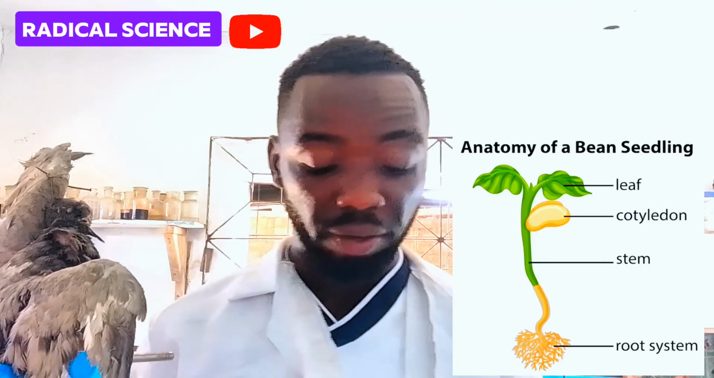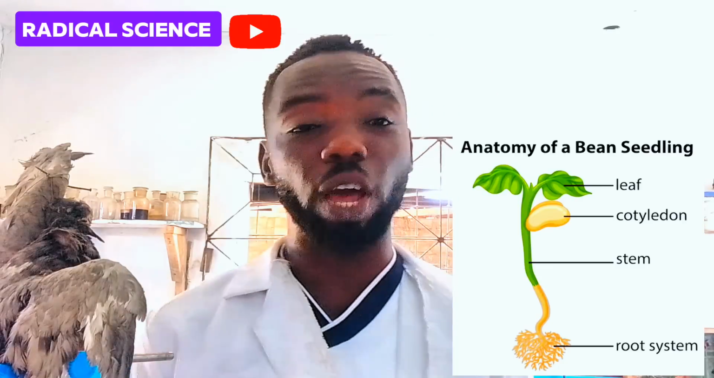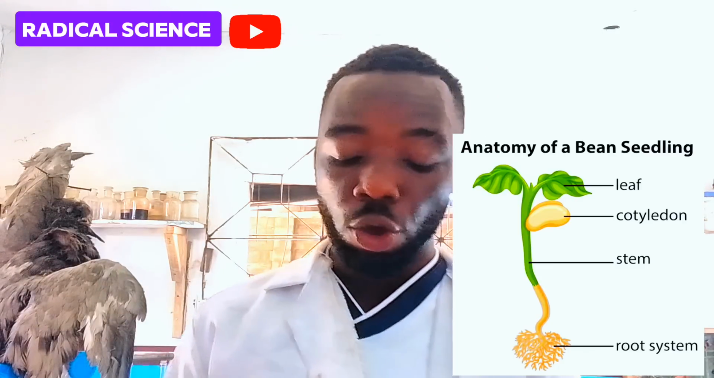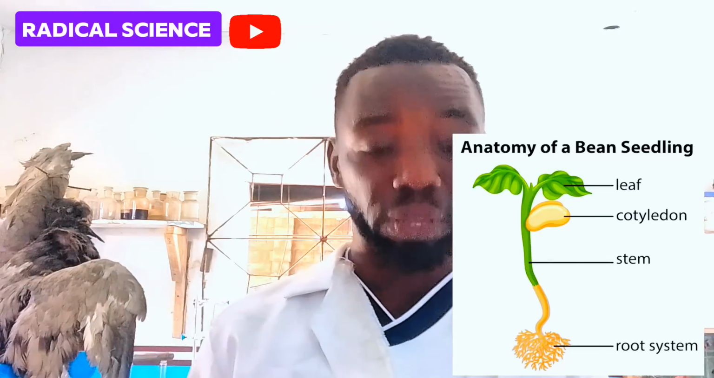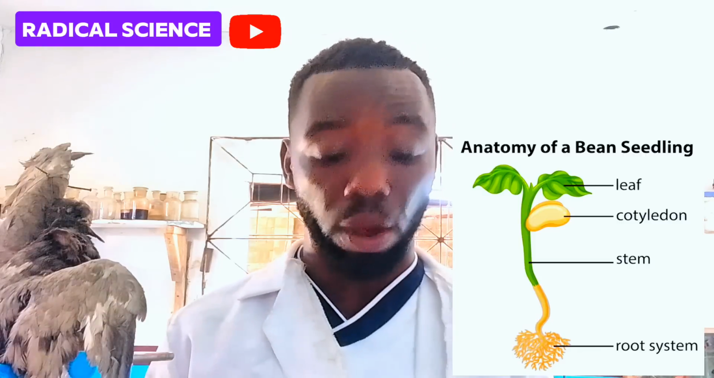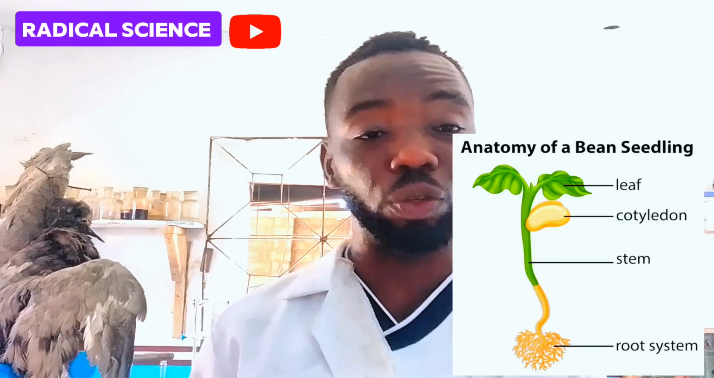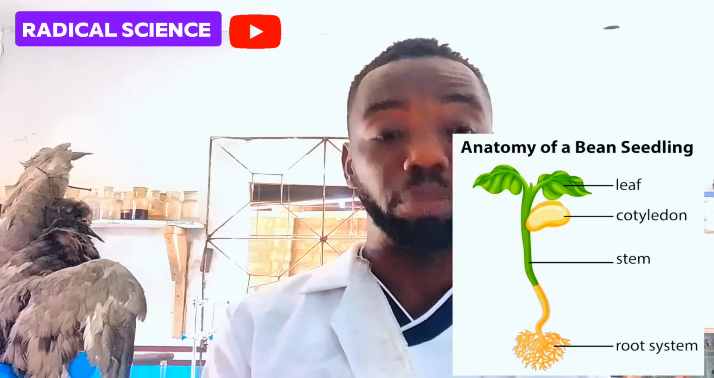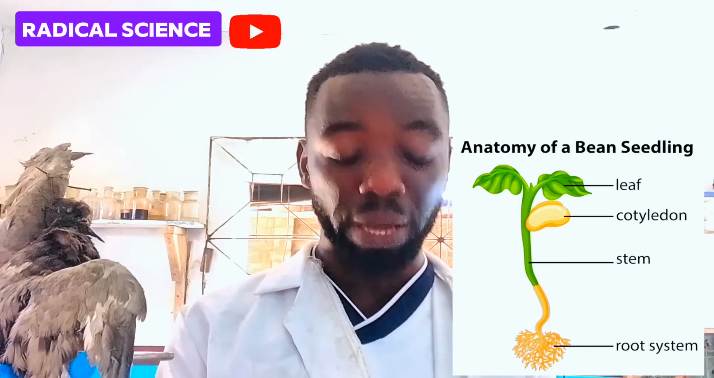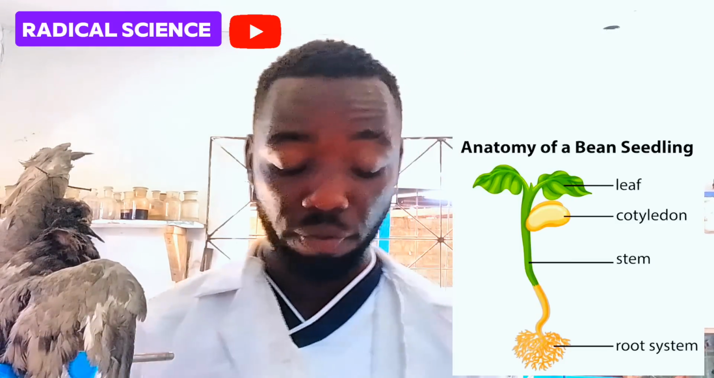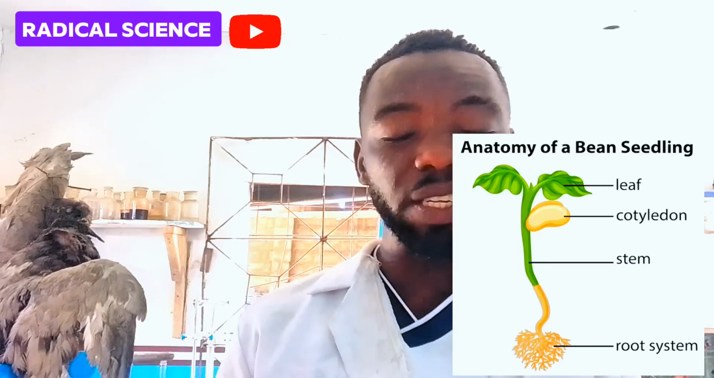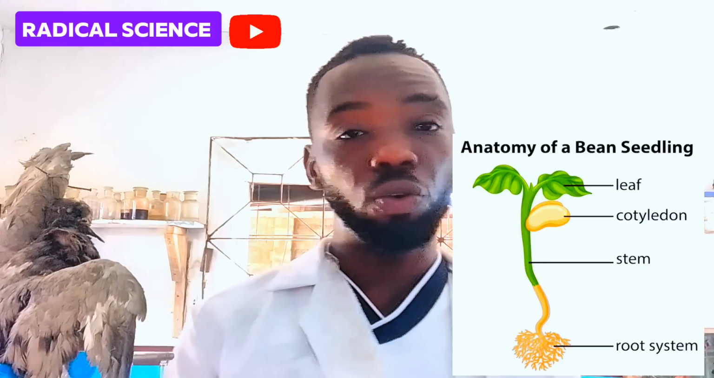Now when you take a look at the structure there, you will identify the leaf. The leaf is already out. It has the cotyledon, which is attached to the stem of the plant. Now we have the stem and we have the roots.